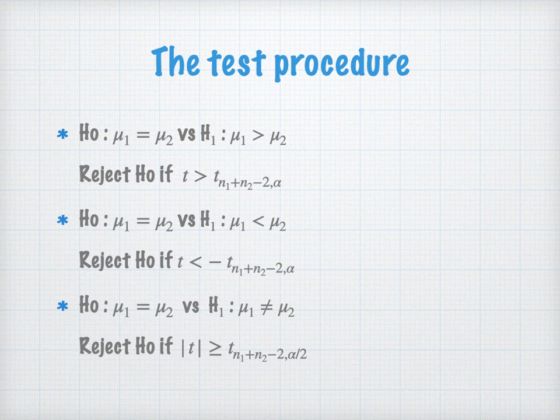So in the second case it is t less than minus t of that, and in the first case it is t greater than t, and in the last case it is mod t greater than or equal to t of alpha by 2.